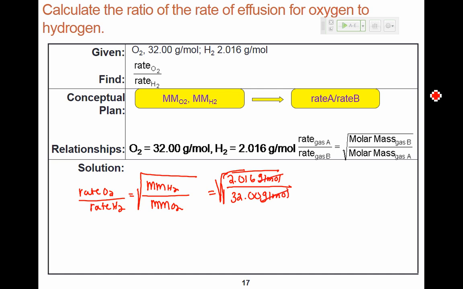Notice grams per mole cancel out. That makes sense because, again, this is a ratio, so it's unitless. So our answer is our ratio, and it shows that H2 is moving faster than O2.